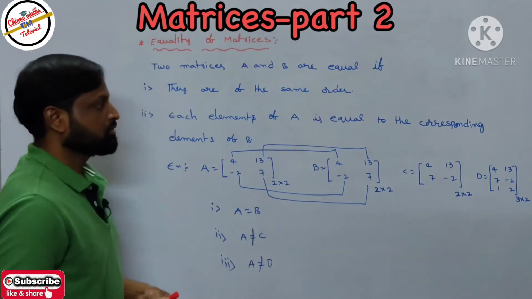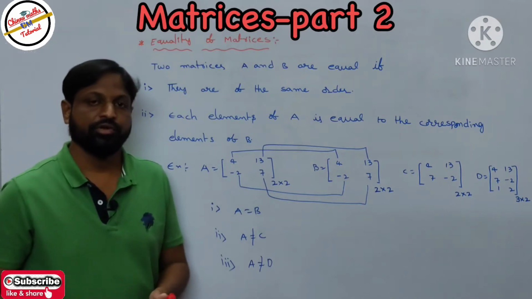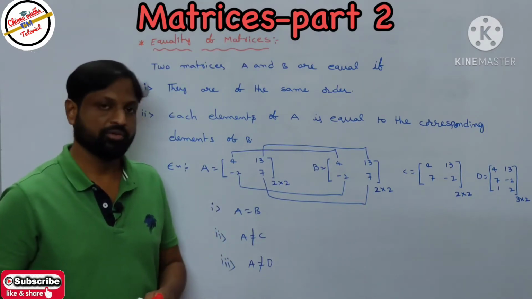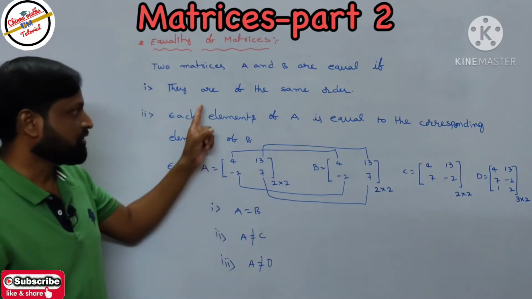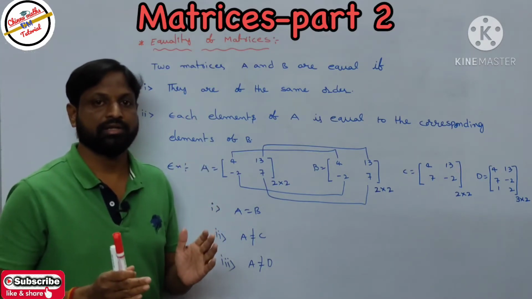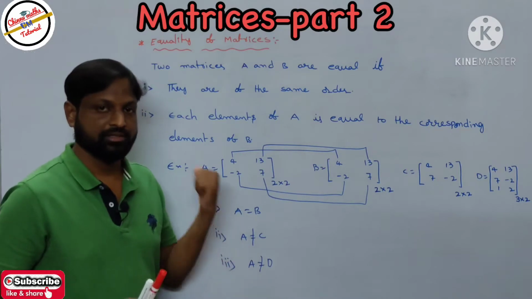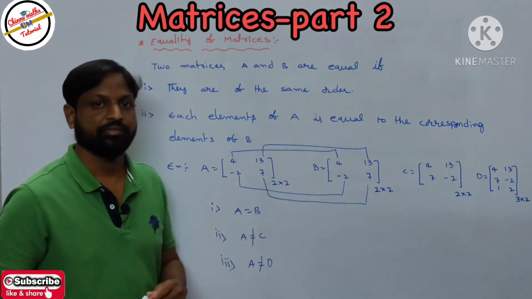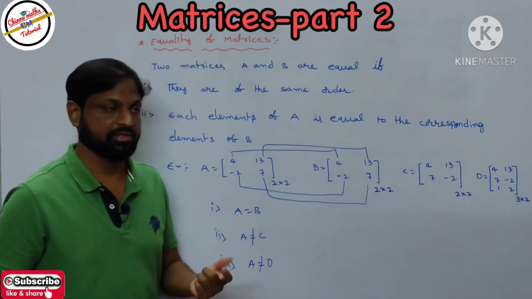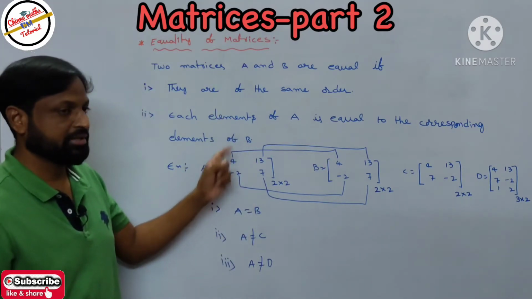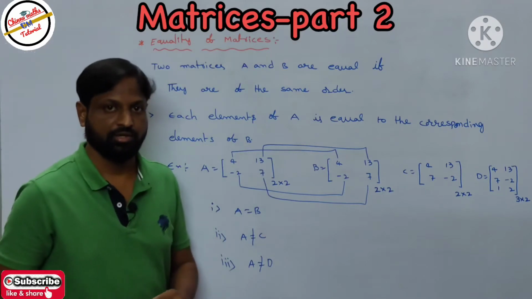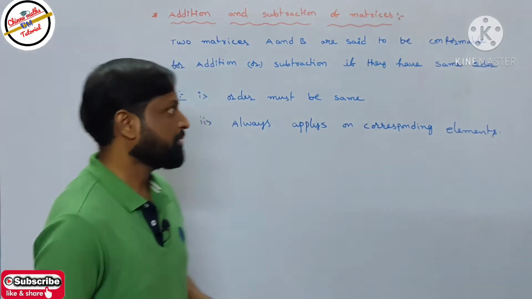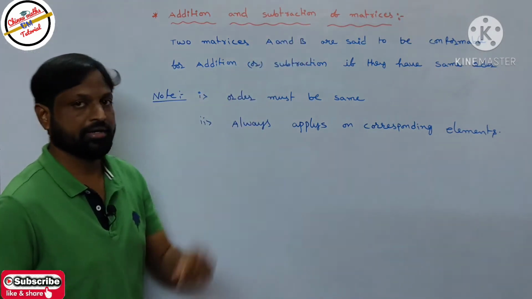So finally we conclude that if you take any two matrices, they are equal if they satisfy two conditions. What are they? The first condition is that both matrices have the same order. The second is that each corresponding element of the first matrix is equal to the corresponding element of the second matrix. If these two conditions are satisfied, then the given two matrices are equal. These are the examples.